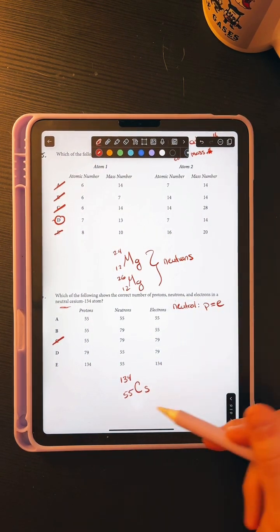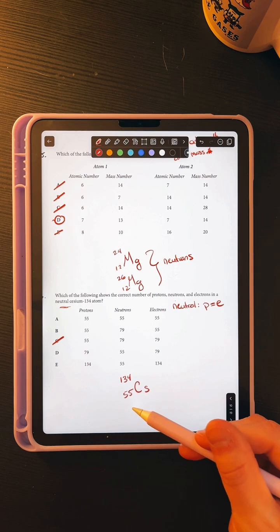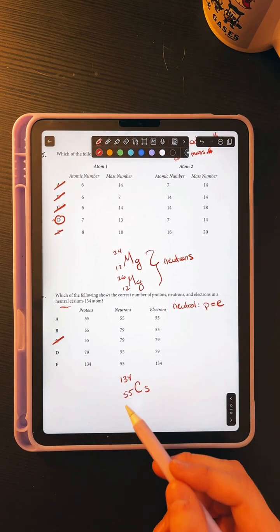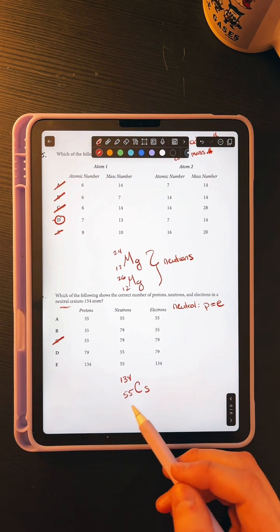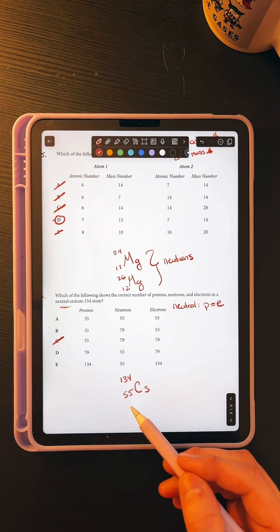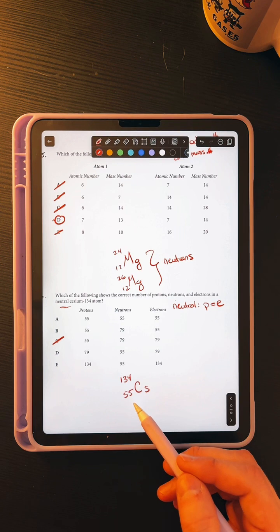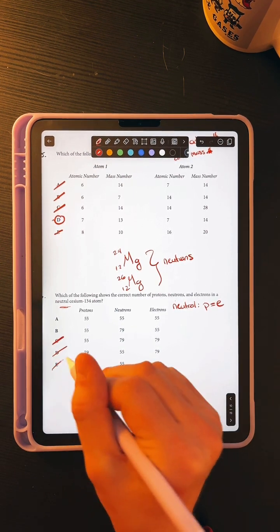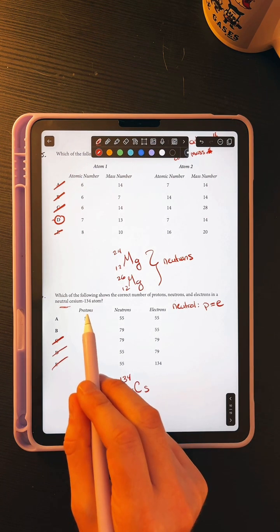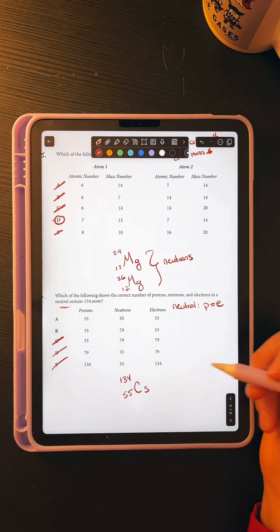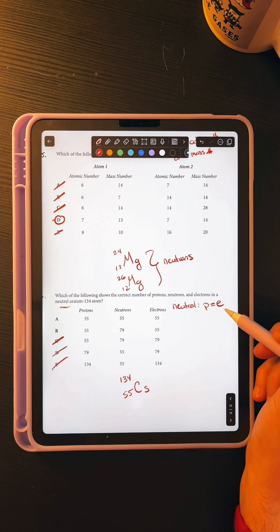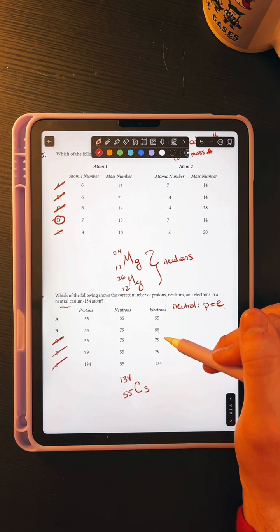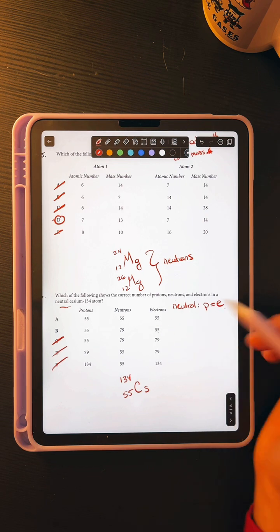Now, just like before, the bottom number is our atomic number. Not atomic mass, I'm getting confused. That bottom number is our atomic number, which gives us the number of protons. So our number of protons in this case is 55. So we can go ahead, cross off D and E, and that leaves us with A or B, both of which are neutral, so 55 electrons, 55 protons in both.